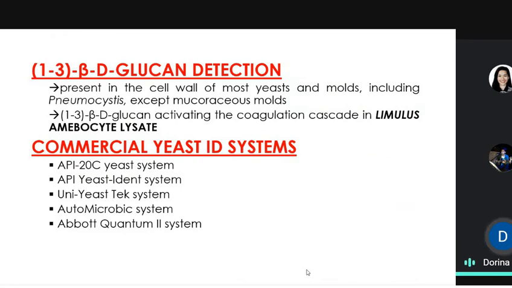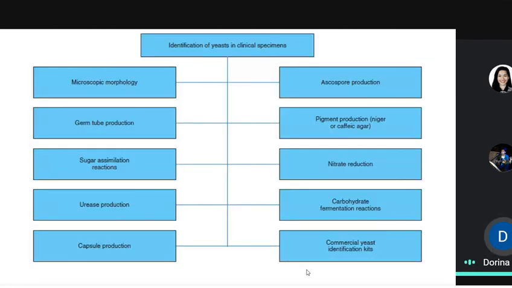So you have your 1,3-beta-D glucan detection. This 1,3-beta-D glucan is present in the cell wall of most yeast and molds, including our Pneumocystis, except your Mucorales molds. Okay, so there are commercial yeast identification systems. Ito yung mga iba-iba. They may be semi-automated or automated, wherein you have your API 20C, API Yeast Ident, Uni-Yeast, Auto Microbic system, Abbott Quantum 2 system. Lahat ito gagamitin sa ating yeast identification.